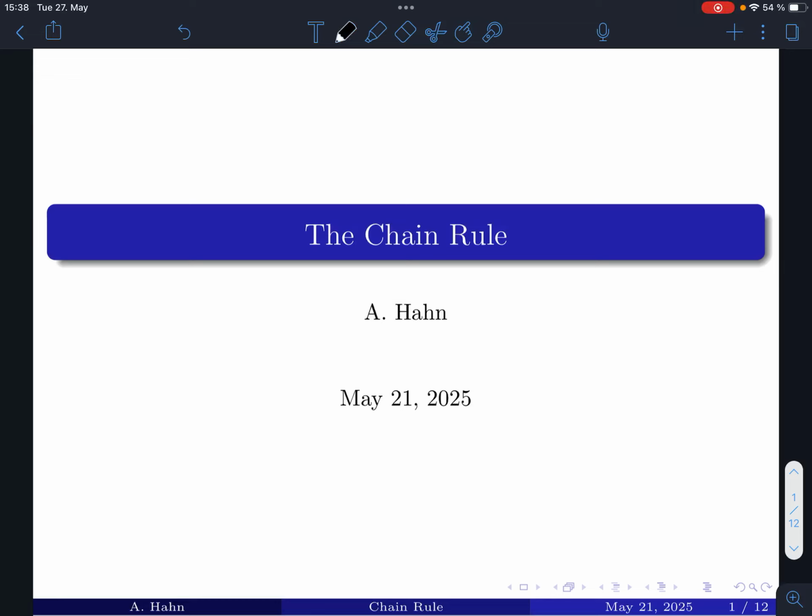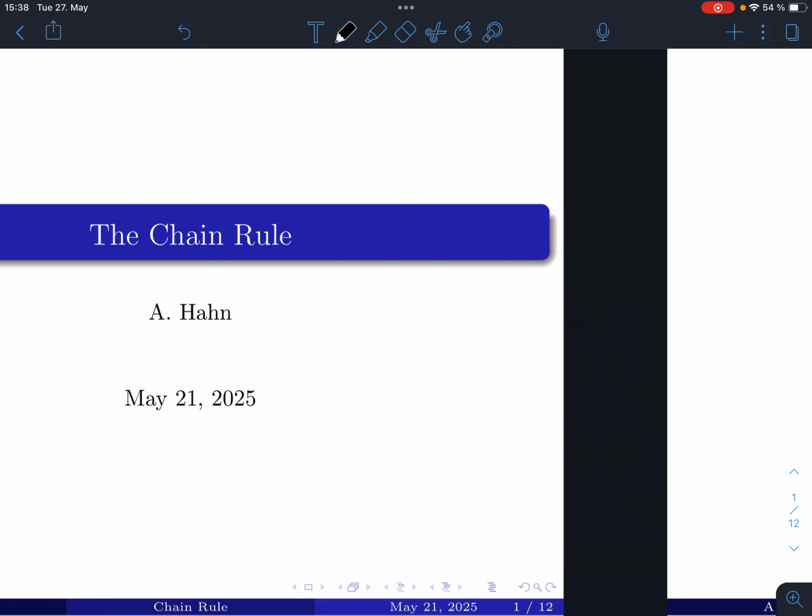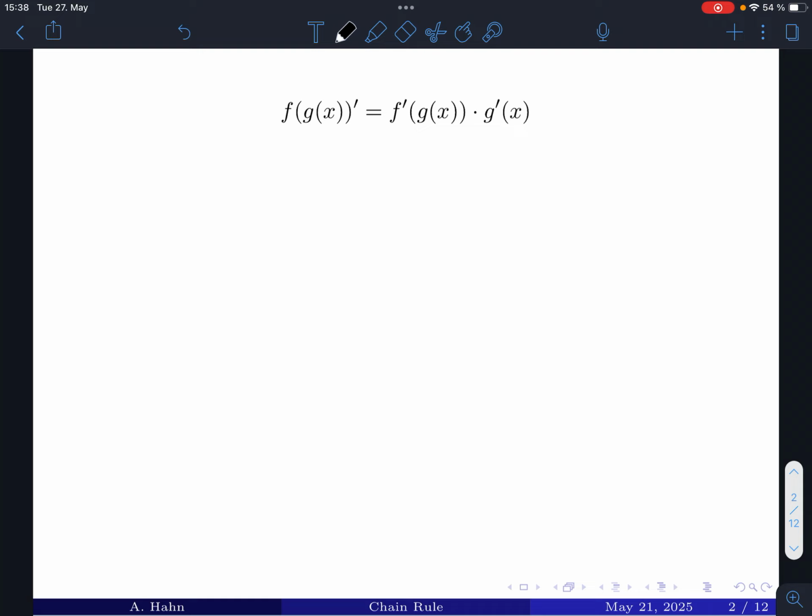Hello. So today we're going to be talking about the chain rule for differentiation, or taking the derivative using the chain rule. So here is the rule. The rule says that if we have a composite function f of g of x, so g of x is inside of f of x, and we take its derivative, then the derivative is going to be the derivative of the outside evaluated at the inside multiplied by the derivative of the inside.